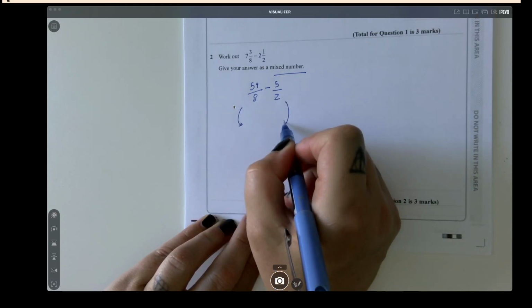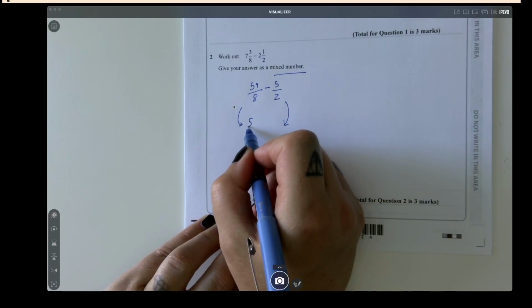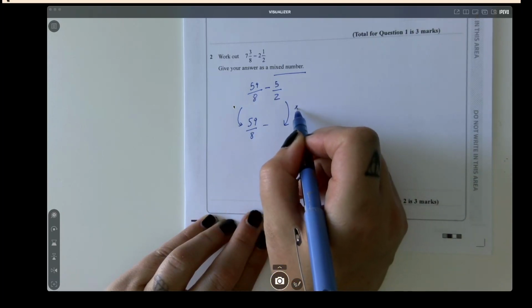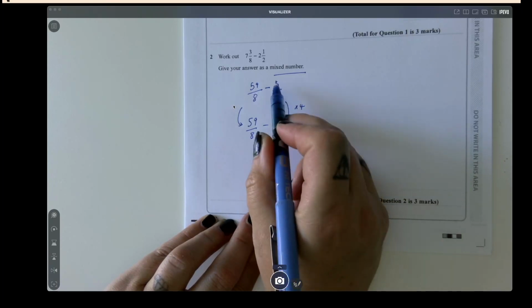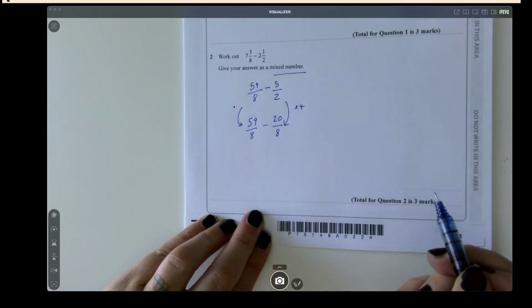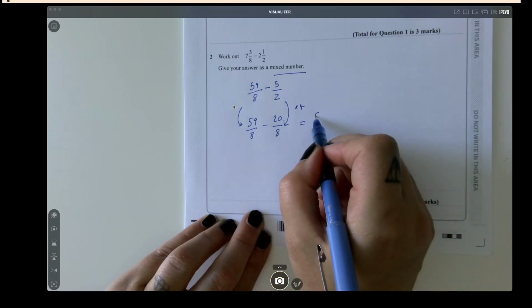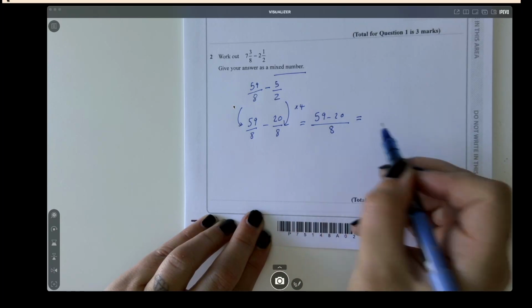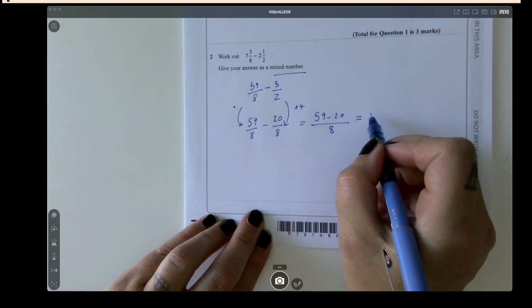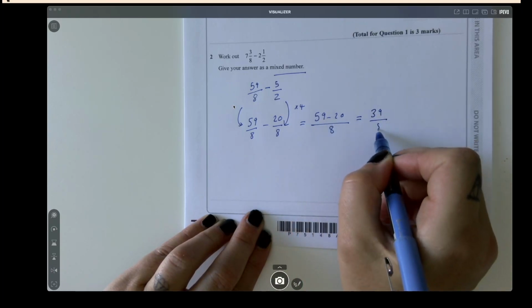Now I want a common denominator. I'm not going to change this fraction, but I am going to multiply this one by 4 because 2 multiplied by 4 gives me 8. So then 5 multiplied by 4 gives me 20. So now I can do 59 subtract 20. So I can subtract the numerators and the denominator stays as 8. 59 subtract 20 is 39 over 8.